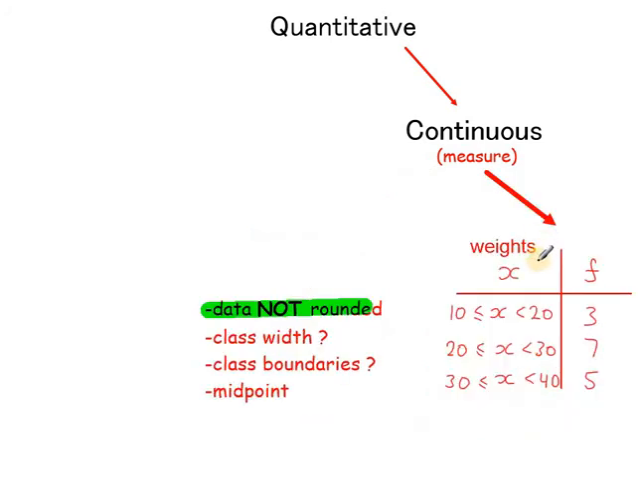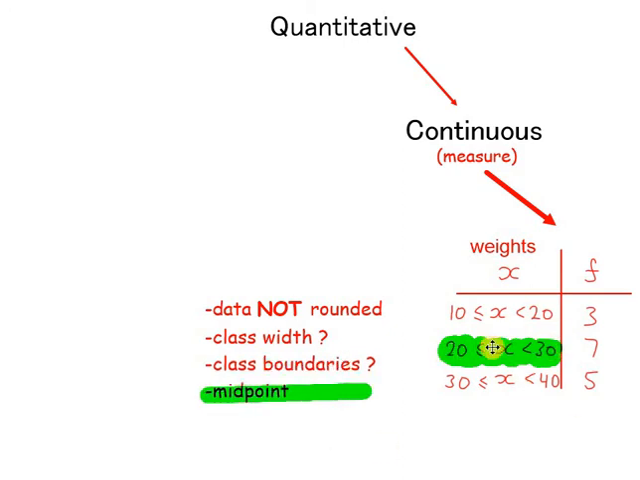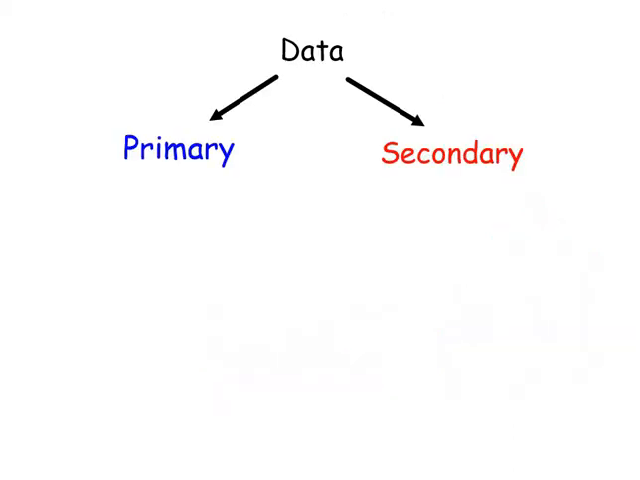The data here is not rounded, and the class width is based on the class boundaries again, and the class boundaries here are exactly what we see. So for instance, in this interval, the class boundaries are 20 and 30, so the width is 10 and the midpoint is 25.